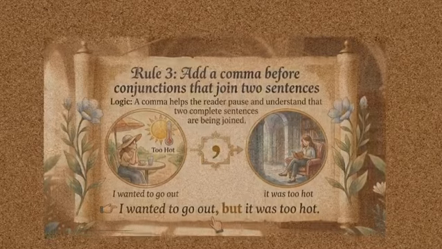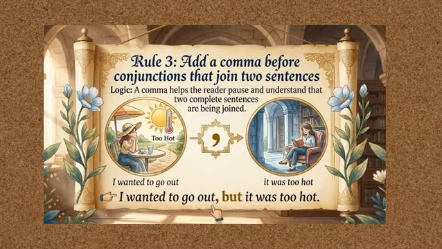Now, moving on, we have rule number three. The rule number three states that add a comma before conjunctions that join two sentences. The logic behind this rule states that a comma helps the reader pause and understand the two complete sentences that are being joined. For example, if I say, "I wanted to go out, but it was too hot." So you can see in the sentence, we have used a comma before the conjunction "but" so that we can depict the two sentences that are being used.